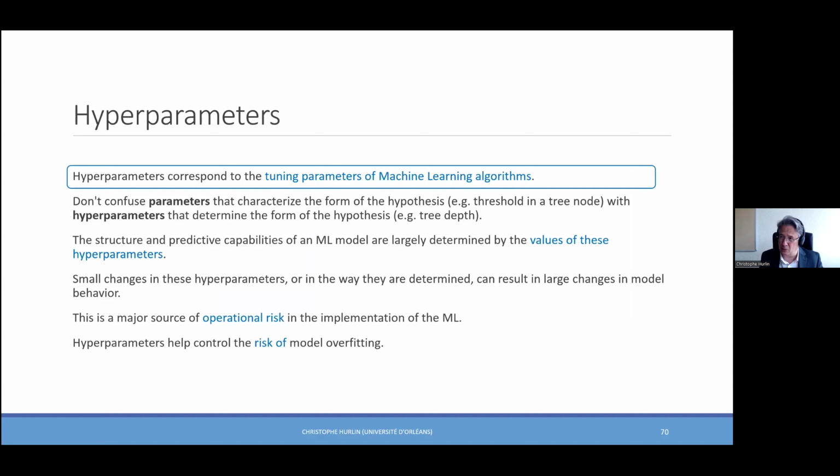So in machine learning, you have some parameters and some hyperparameters. Hyperparameters correspond to the tuning parameters of the machine learning, or the parameters that determine the form of the model. The parameters characterize the form of the hypothesis, for instance, the threshold in the tree, and the hyperparameters control the form of the model.